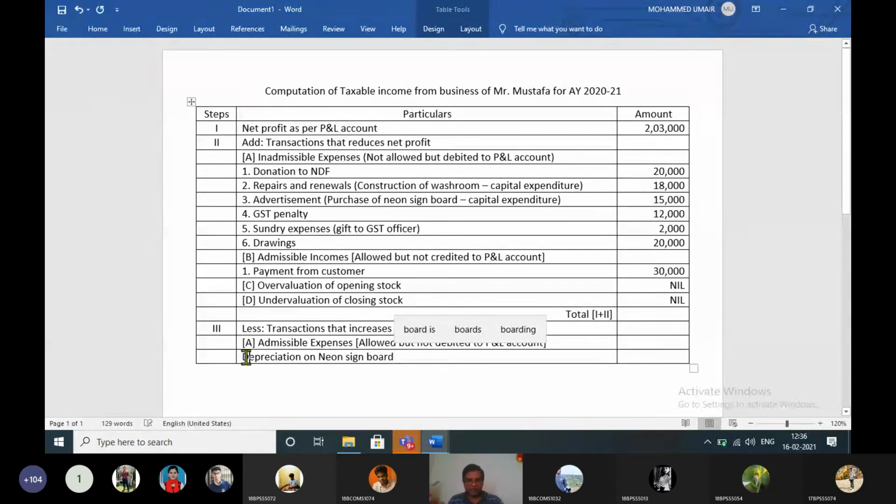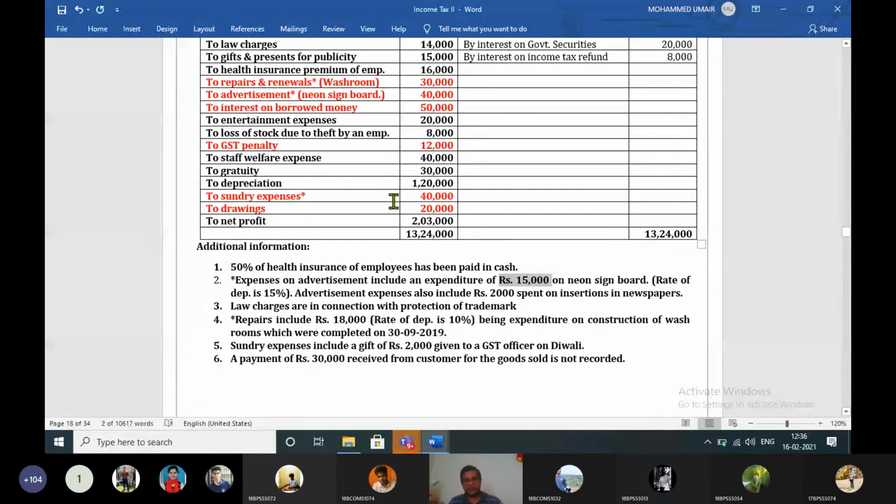Now let me also make an important point here which I want you people to pay attention to. If you look at here, there is a depreciation 1,20,000, and since nothing is mentioned, we assume this itself is as per Income Tax Act. Now the SSC has bought two assets in the previous year. One is a washroom and the other one is neon signboard. So these are the two capital expenditures on which depreciation needs to be charged, which means that this 1,20,000 does not include depreciation on these two assets which were purchased in the previous year.